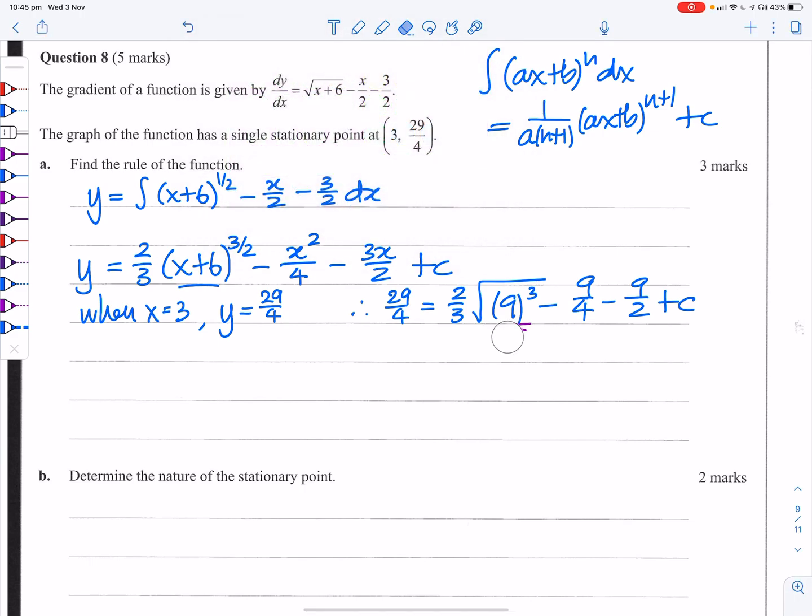We know that the square root of 9 is 3. 3 cubed is 27. If I multiply 2/3 by 27, I get 18. So I'm going to say c is equal to 29 on 4. If I bring this 18 to the other side and put it over 4, I get 72 on 4. If I bring the 9 on 4 to the other side, I get plus 9 on 4. And if I bring the 9 on 2 to the other side, but put it on 4, I get 18 on 4. Now, if we add these together, that's 27 plus 29 is 56. 56 minus 72 on 4 is negative 16 on 4, which is negative 4.